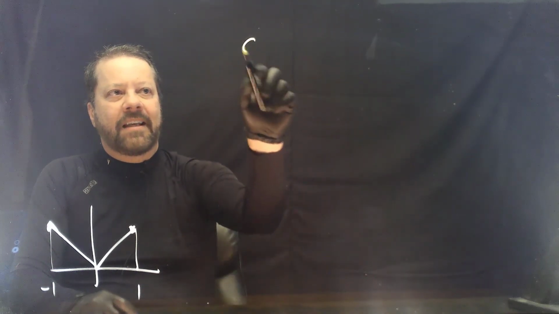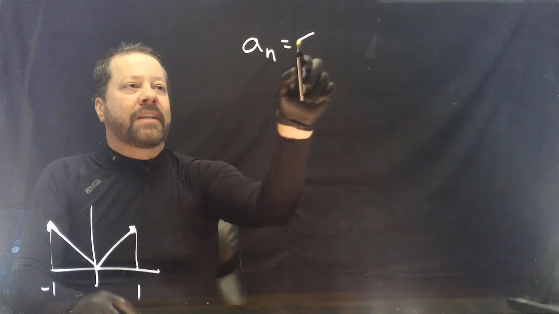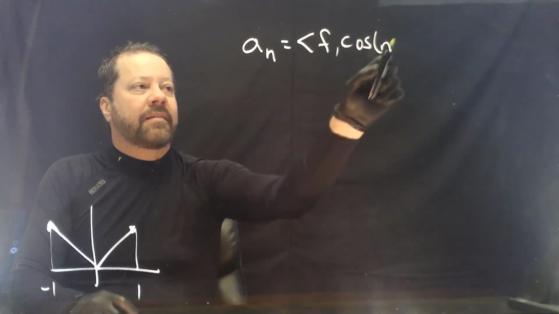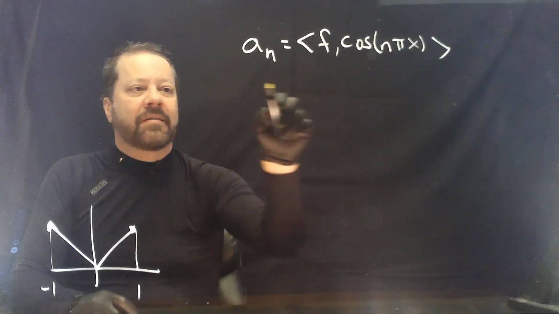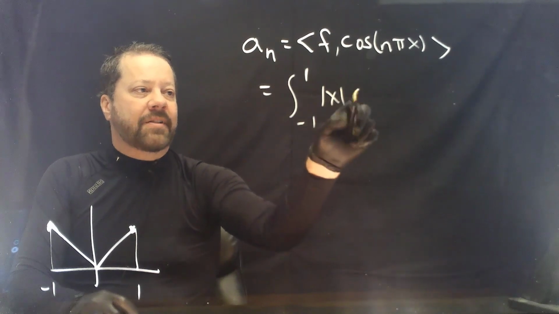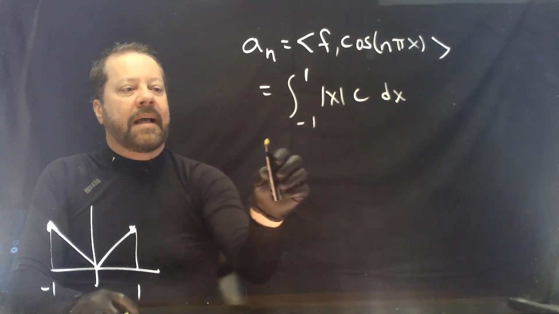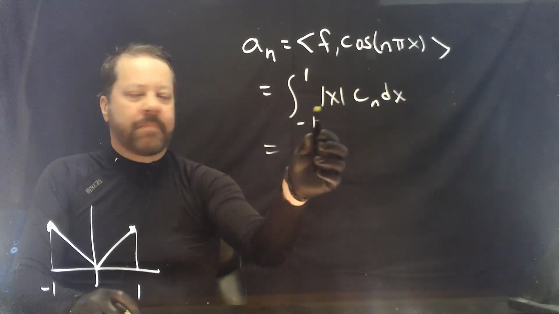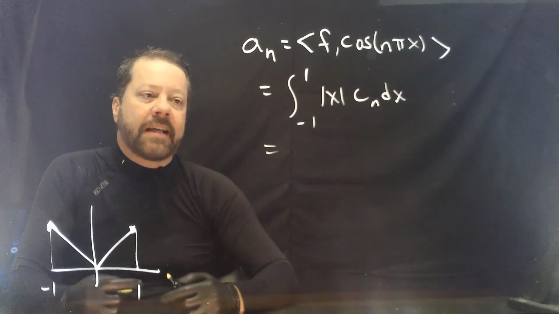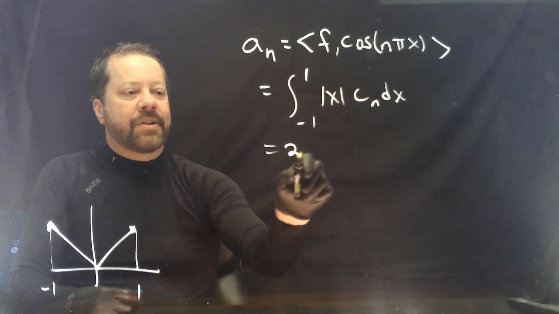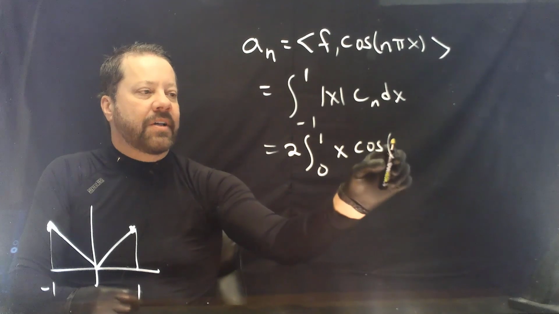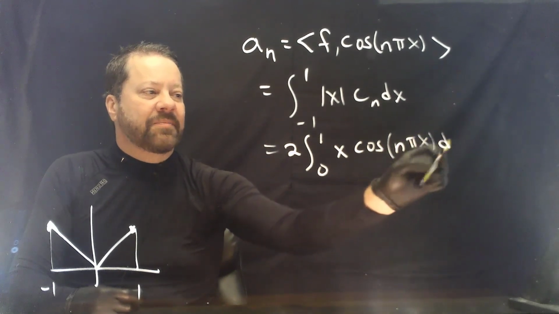To calculate the ANs, we'll take the inner product of f with the cosine of n pi x. We'll have the absolute value of x times this cosine. And because of the even nature of both of these factors, the integrand will be even, so we may as well just double the integral from 0 to 1, x times the cosine of n pi x.